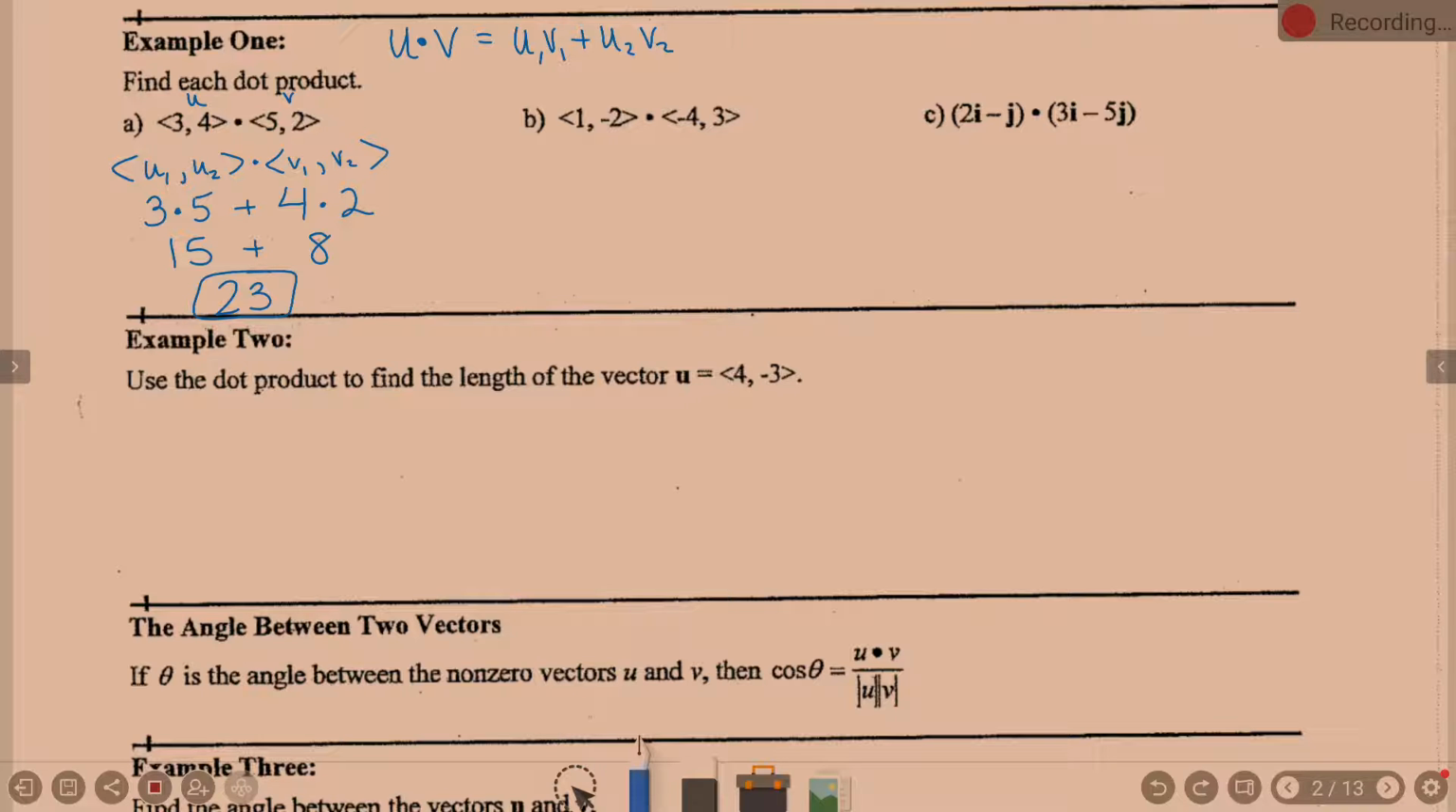Okay. Doing 1 times negative 4 as our first components, plus negative 2 times 3 as our second components. 1 times negative 4 is negative 4. Negative 2 times 3 is negative 6. Negative 4 plus negative 6 is negative 10.